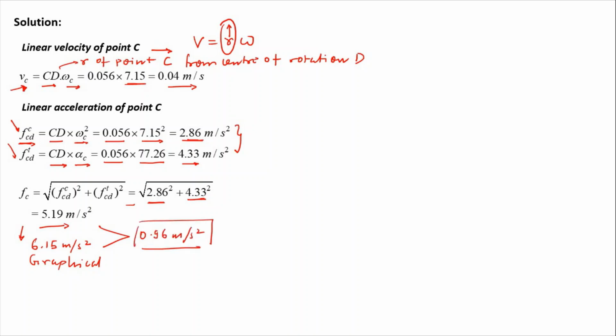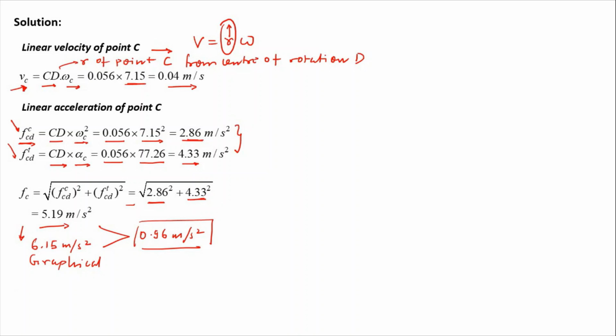That is the reason why, while drawing the vectors in the graphical approach, we have to be very careful while moving the scales from one location to another, and while checking or calculating the magnitudes of the individual vectors in the acceleration or velocity vector diagram.